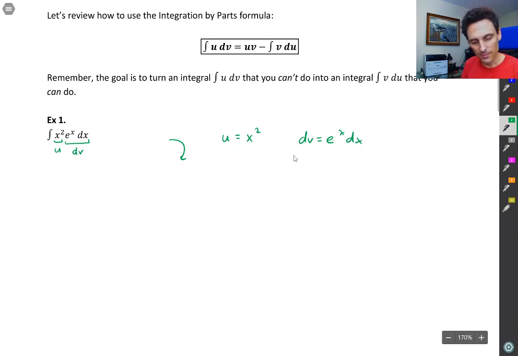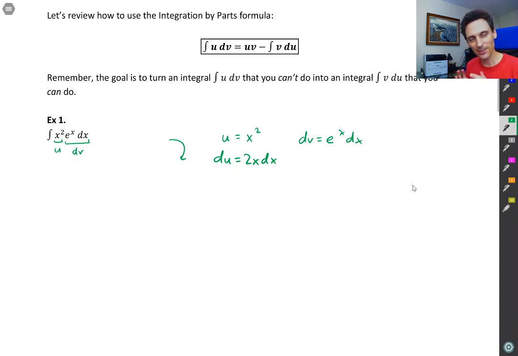To finish the little table, you want to look at the right side of the integration by parts formula. You have the v that you need, that we don't have yet. There's the v again, and then we need a du as well. So to get the du, we take the derivative of u with respect to x. That's going to be 2x dx.